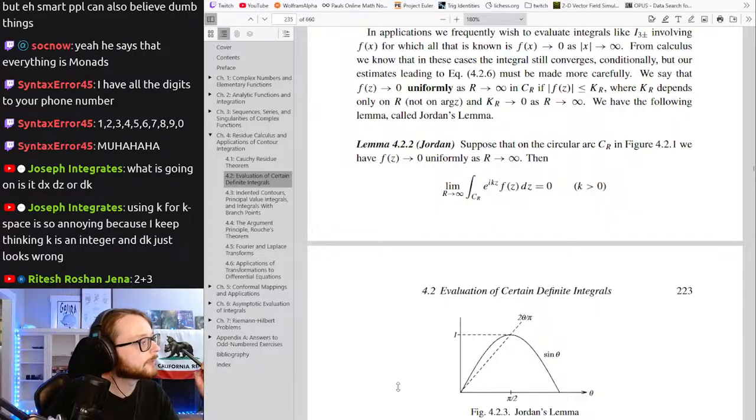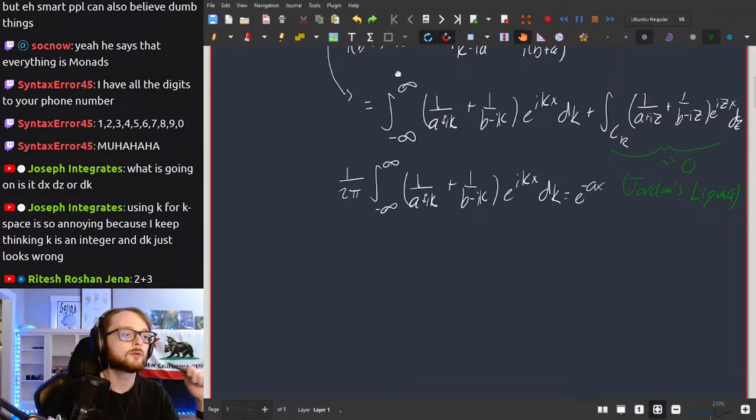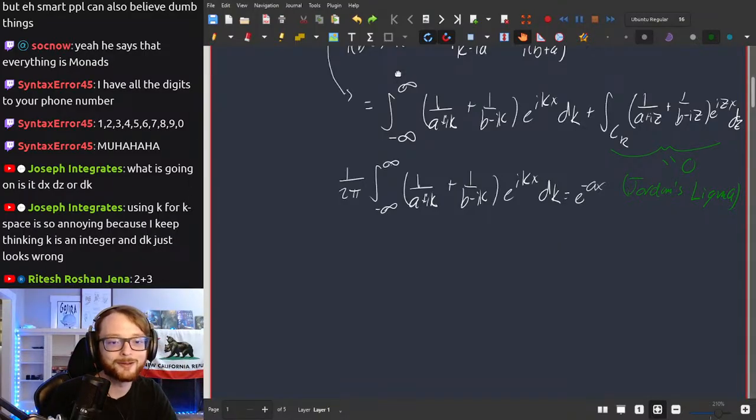2 plus 3, 5. Using k for k space is so annoying because I keep thinking k is an integer. Yes, I completely agree with that, Joseph. I don't like k as a variable for a real number.